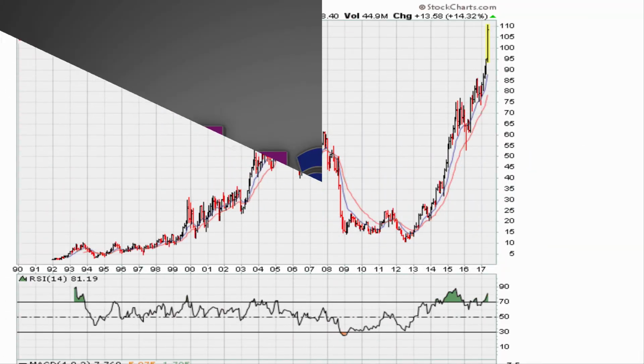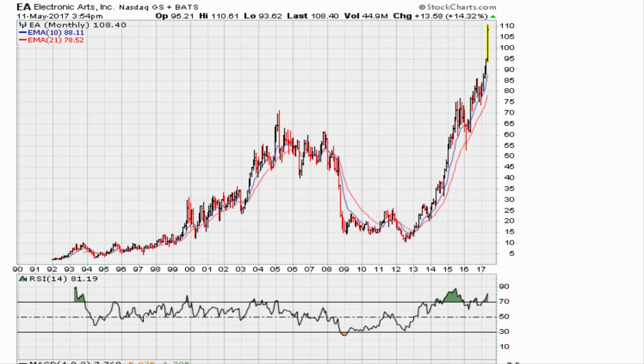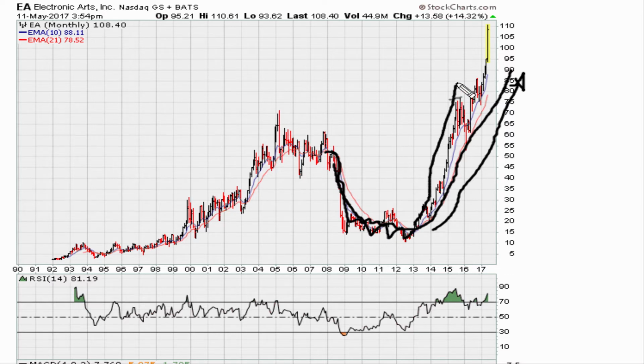Eric Muathe with Muathe.com. Let's take a look at what turned Electronic Arts from an underperforming stock to suddenly explode from about 2013 to the current highs of May 2017. So what caused this slump and then this sudden explosion?